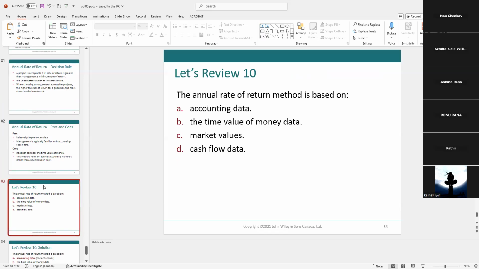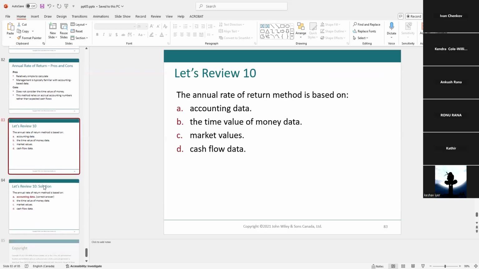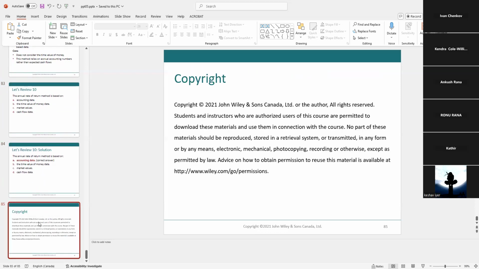So what would be the answer here for this one? It's A, accounting data. And that brings us to the end of today.